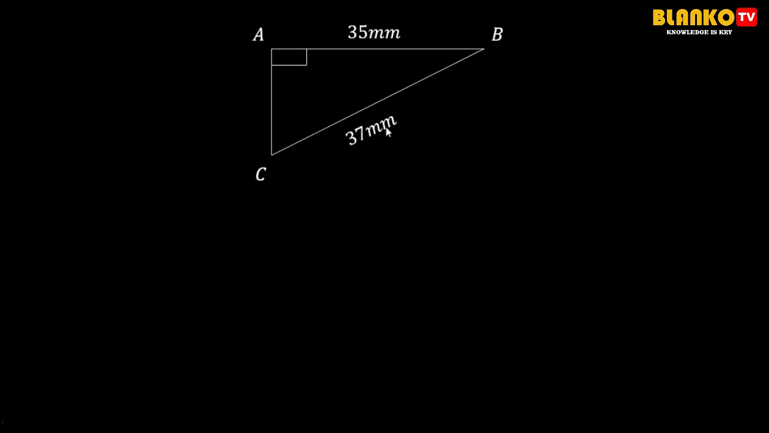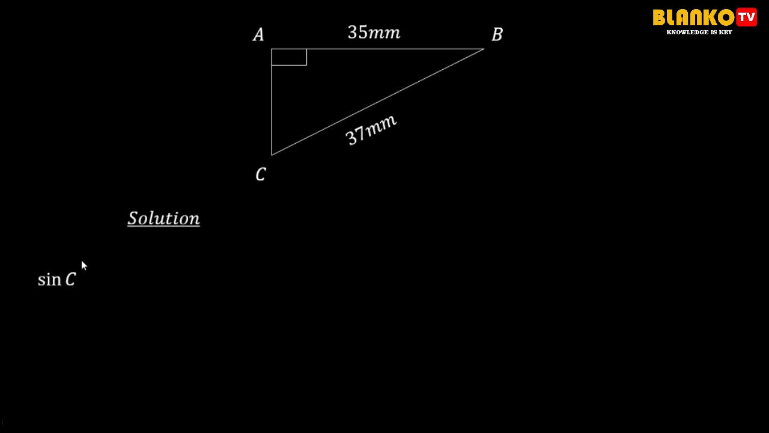To solve the triangle ABC means we have to find the length AC, and then find the angle at point B and the angle at point C. All right, so let's move on with the solution.